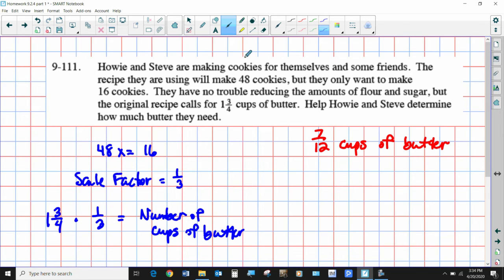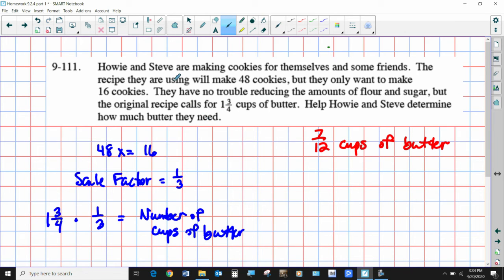Howie and Steve are making cookies for themselves. The recipe they're using makes 48 cookies, but they only want to make 16. They have no trouble reducing the amount of flour and sugar, but the original recipe calls for this mixed number that looks horrible, 1 3/4 cups. So how are they going to figure out how much butter that they need?